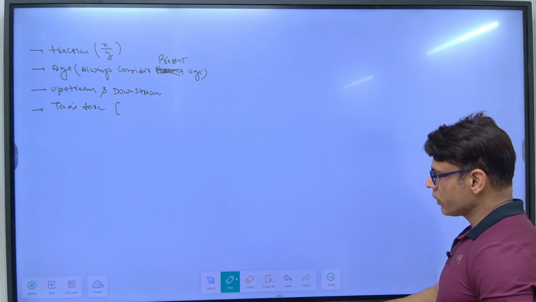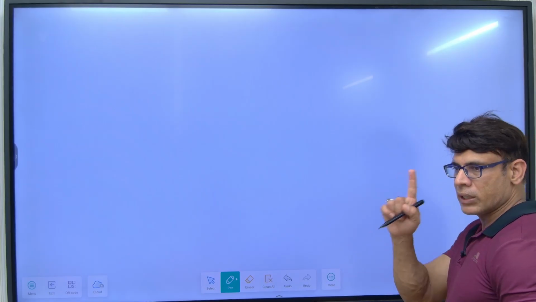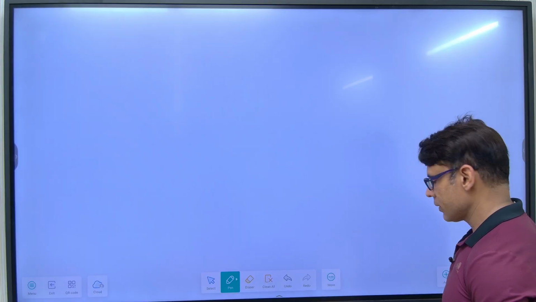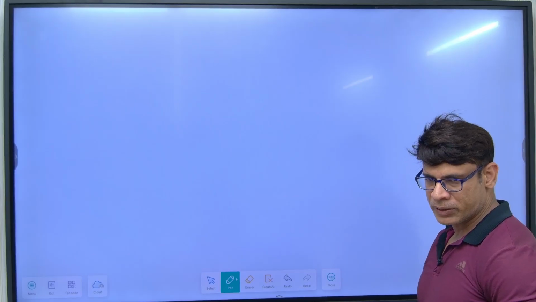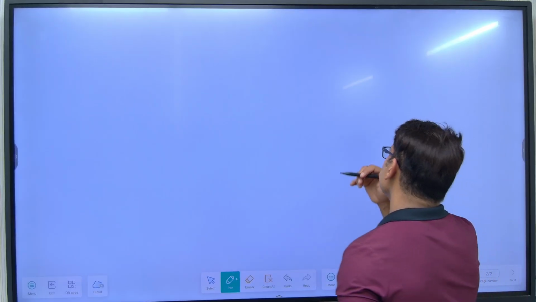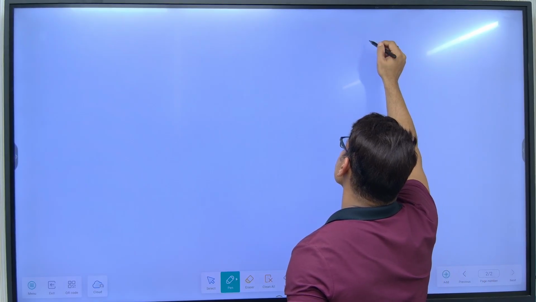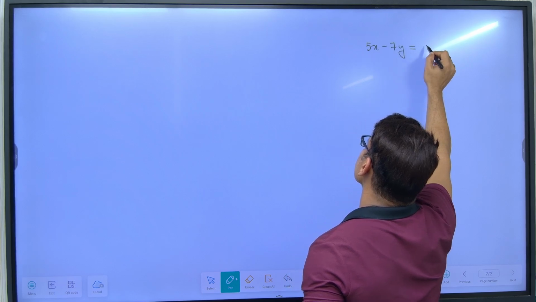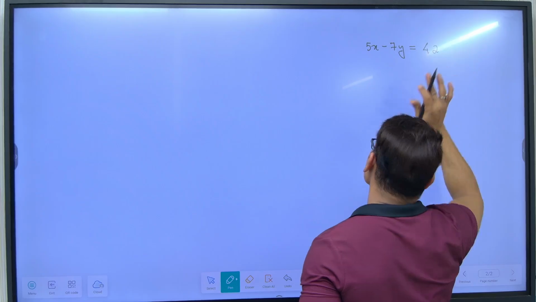Before I explain the word problem, I want to take one more thing. Sometimes they'll give you a single equation, and then they ask you to find out the possible number of solutions, integer solutions. For example, suppose I have an equation, let's say 5x minus 7y is equal to 52, something like this, right?